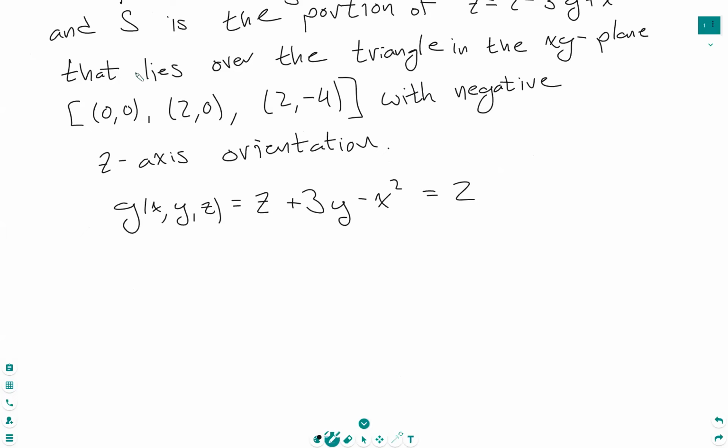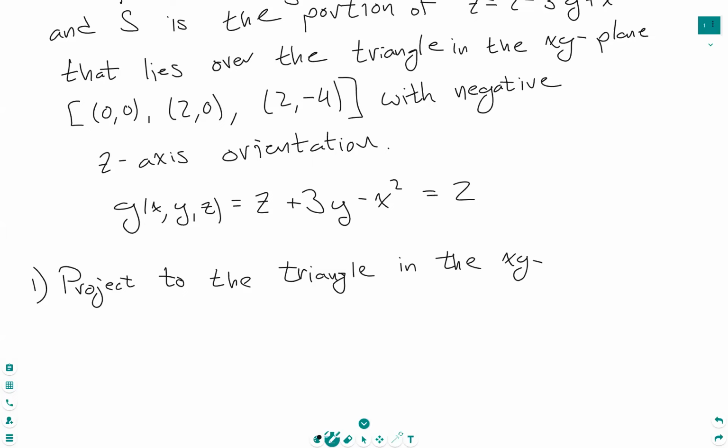Now, it also says that we're lying above the triangle in the xy plane. So that gives us how the boundary of this surface works. So it makes sense for us to project to the xy plane because we have details on what that projection already looks like. So we're going to project to the triangle in the xy plane. So if we're going to the xy plane, we're letting p go in the z direction. So we have k hat.